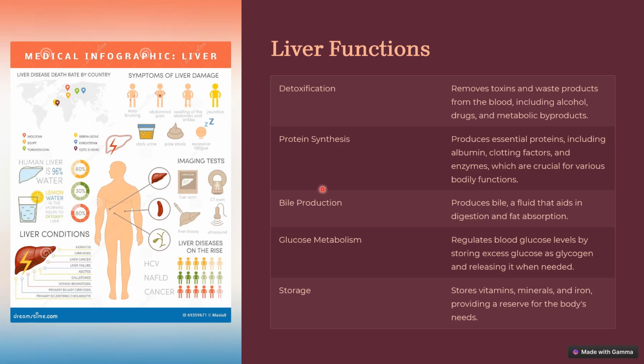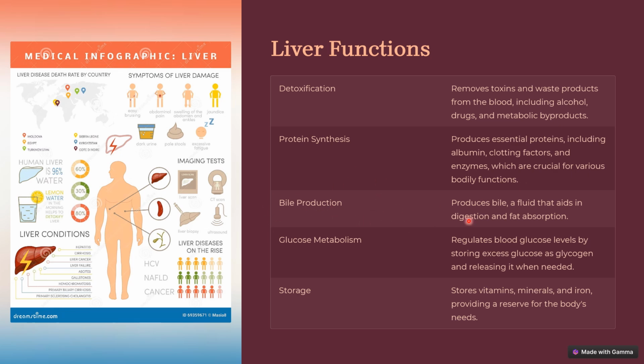Okay. Next we'll see the functions. First is detoxification. It removes toxins and waste products from the blood, including alcohol, drugs, and metabolic byproducts. So basically the liver detoxes the body. Then protein synthesis: it produces essential proteins, including albumin, clotting factors, and enzymes, which are crucial for various bodily functions.